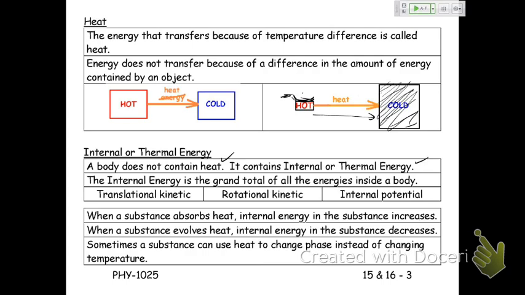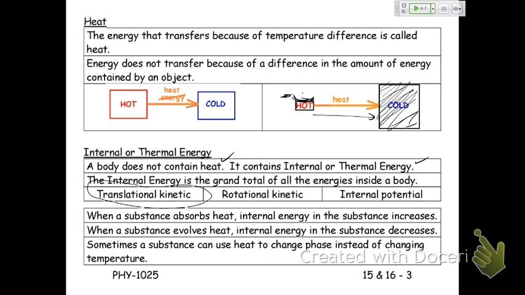Internal energy is the grand total of all the energies. So we have translational kinetic, that's the thing vibrating around. Rotational kinetic is it spinning. And then we have internal potential, is there kind of a stretching or a straining between the particles. So three obvious ways we can store energy. Some of them are more important for temperature than others, it turns out.